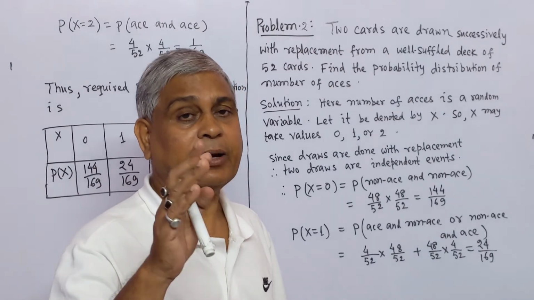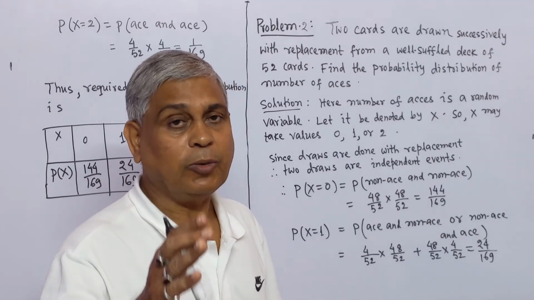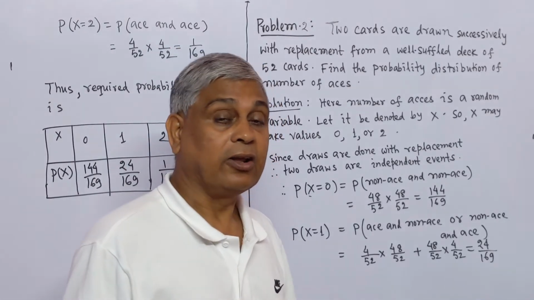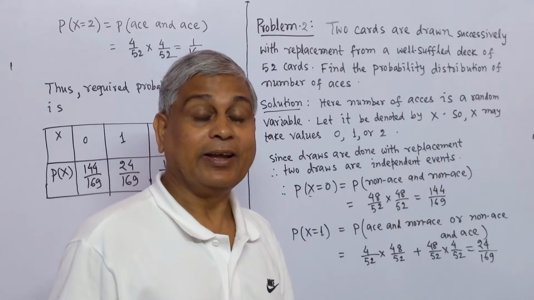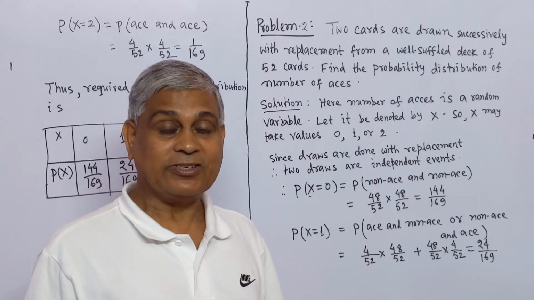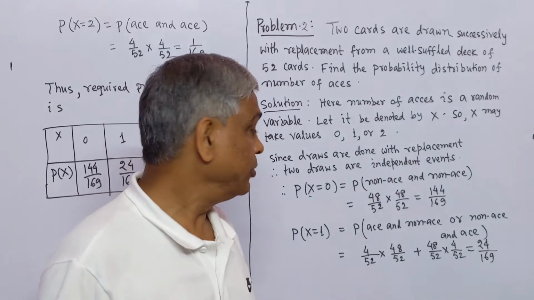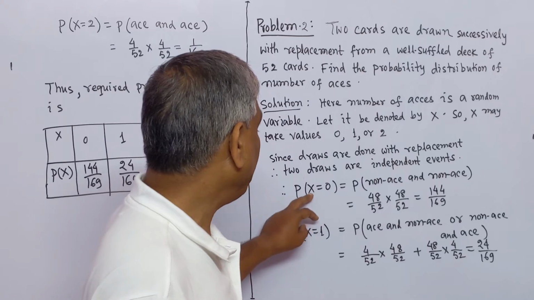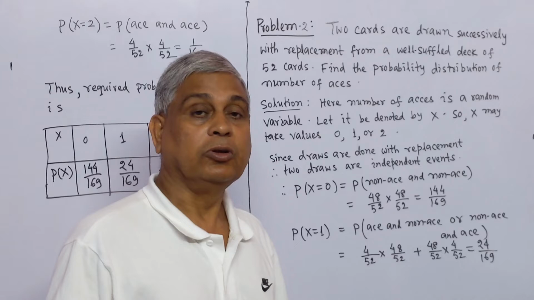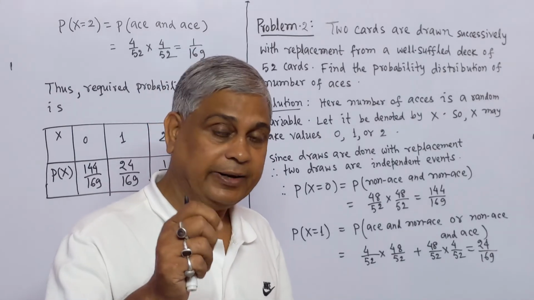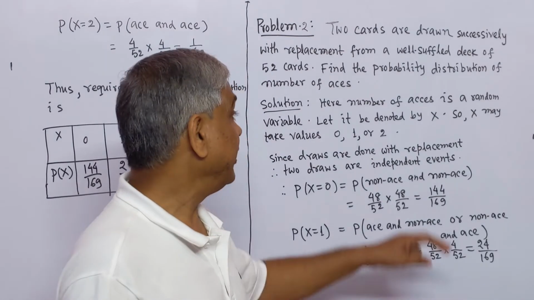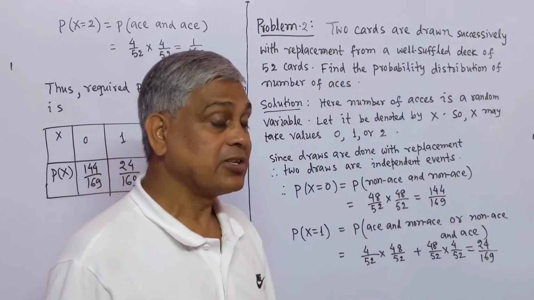Now we find the probability of these random variables. Since draws are done with replacement, the two draws are independent events. Now we find the probability for x equal to 0. X is the random variable whose value is 0. Here the random variable is the number of S's.